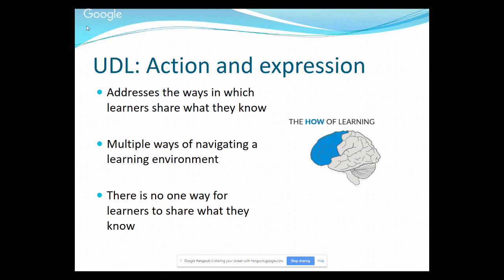And the last thing is action and expression, which is the how of how people learn. So when we're thinking about that, we want to think about how are learners and attendees sharing what they know? So are they talking to their colleagues? Are they going to chat with people after? How are we confirming that they've had takeaways and they've learned from the session? There's many ways that people can navigate a learning environment. In this case, when we're thinking about how they learn.